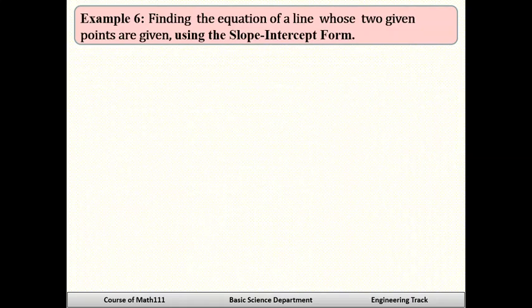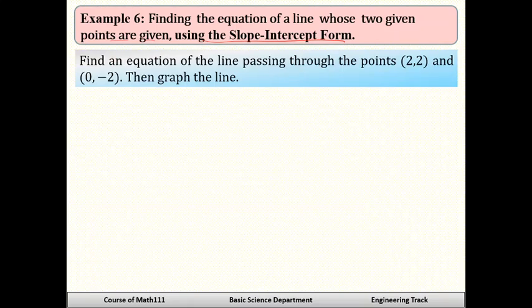Okay. Now find the equation of the line whose 2 points are given using the slope intercept form. So let's look at this question. Find an equation of the line passing through the points 2, 2 and 0, minus 2, then graph the line.